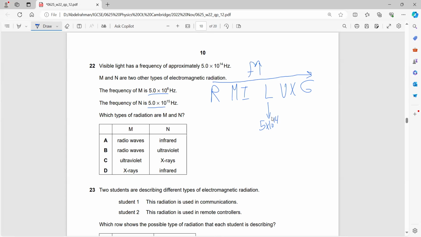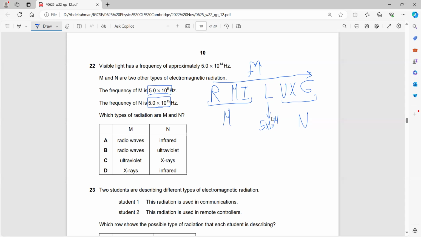The frequency increases. So N has to be somewhere after the light. This should be N. Either ultraviolet, X-rays or gamma rays. And M has to be somewhere before the light. This should be M.